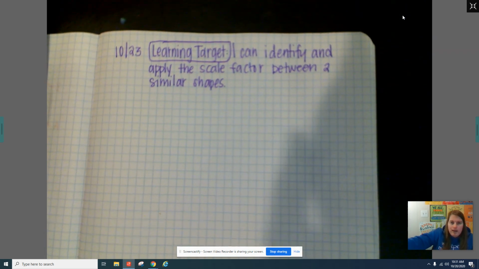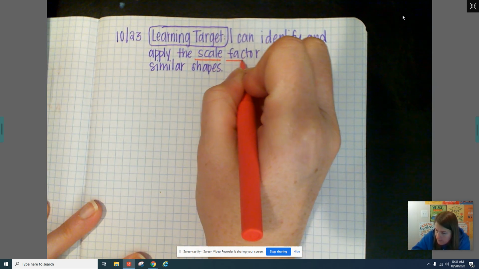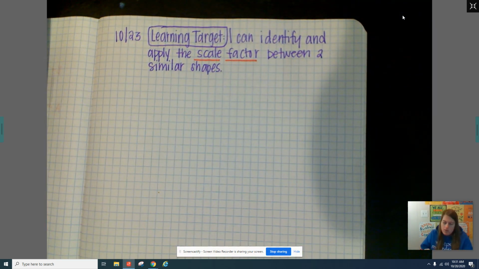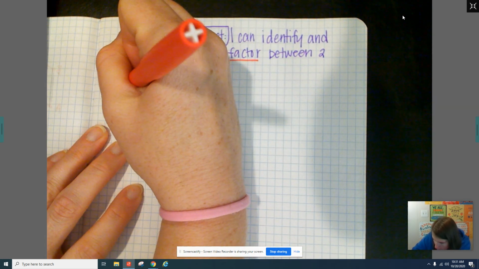Learning target: I can identify and apply the scale factor between two similar shapes. So there's that vocab word I keep talking about again, scale factor. All right, so I'm gonna make a little drawing here.